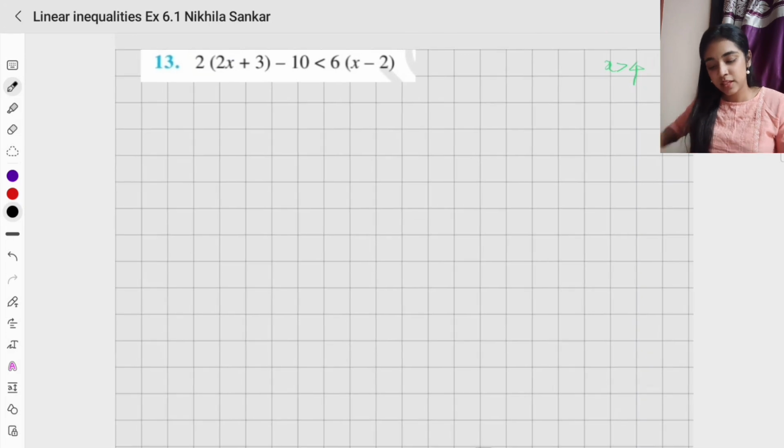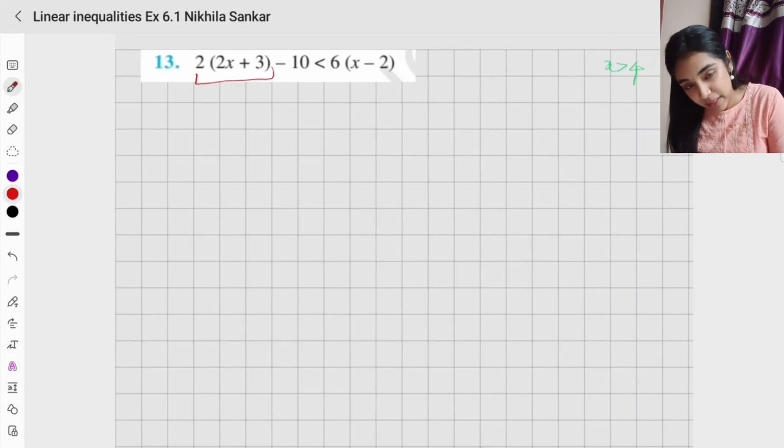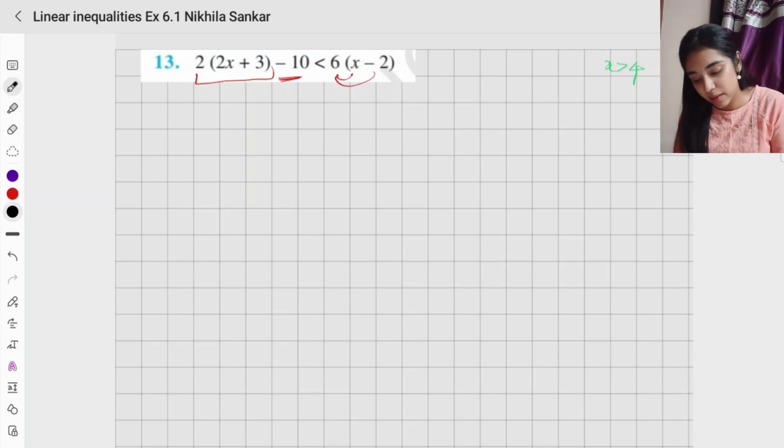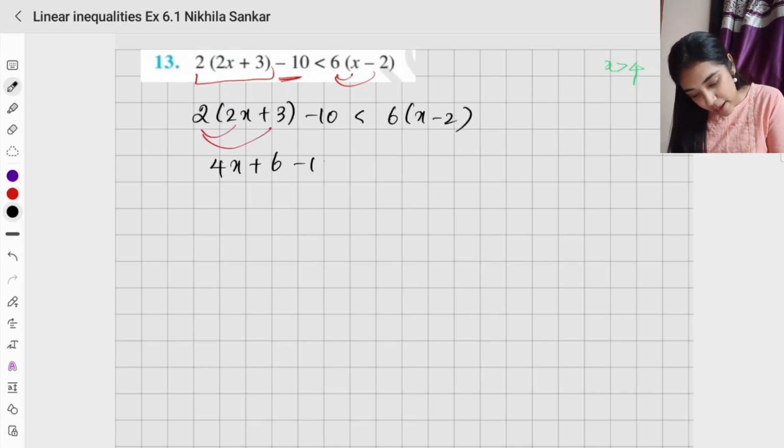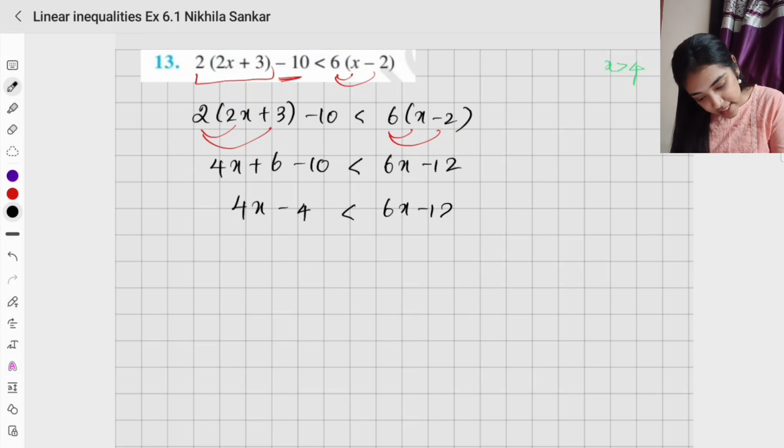Question number 13. First, you have to multiply this, then subtract the minus 10. On this side you have to multiply this. Okay, please don't make mistakes. Don't do it directly. So first, I have 2x plus 3 minus 10 less than 6 into x minus 2. My first step is going to be 2 into 2x, 2 into 3. So 4x plus 6 minus 10 less than 6 into x, 6 into minus 2. So 6x minus 12, 4x minus 4 less than 6x minus 12. 6 minus 10 is minus 4.